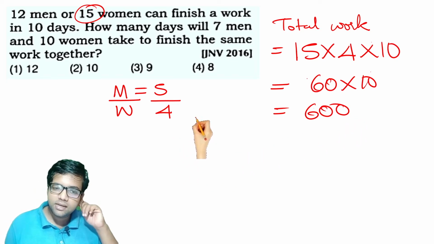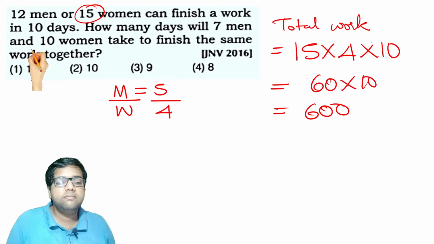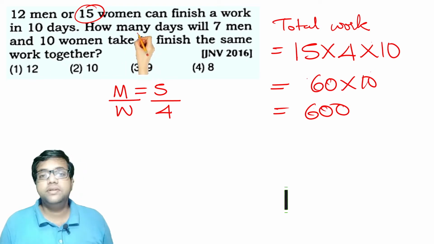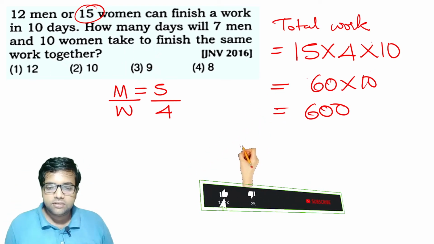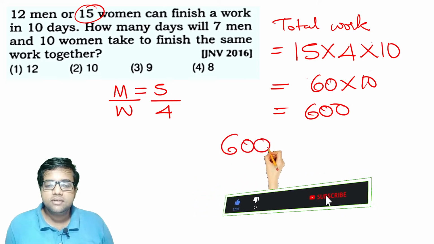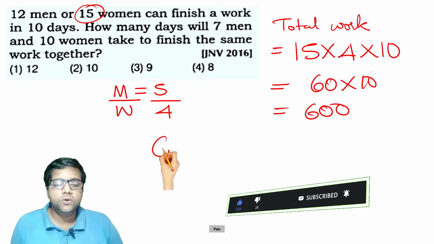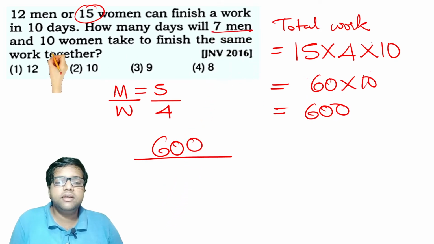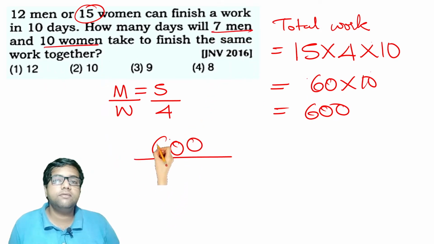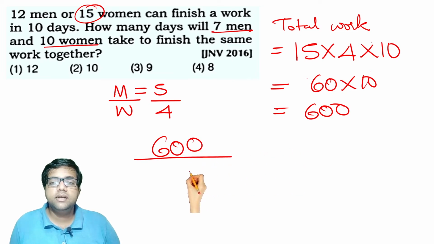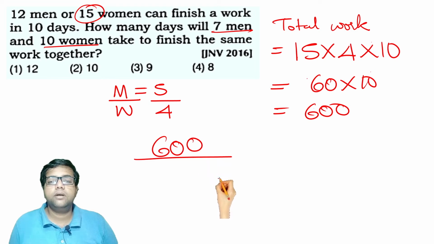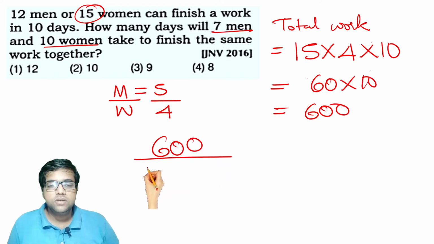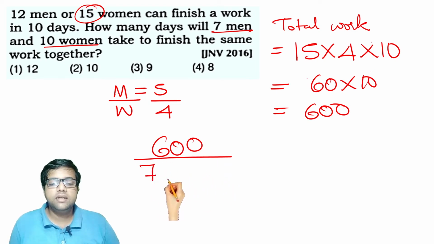And they are asking how many days will 7 men and 10 women take to finish the job. So the total work is 600, and 7 men and 10 women together will work. How many days will the job get finished? Work by capacity will give you time. So how many men are there? 7 men are there.